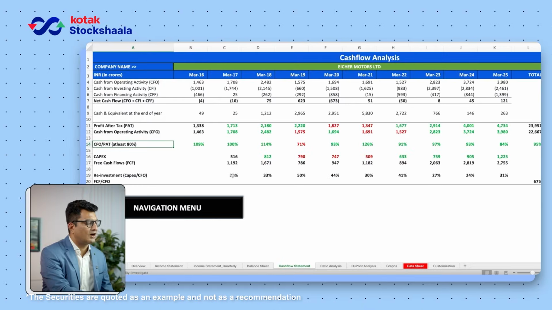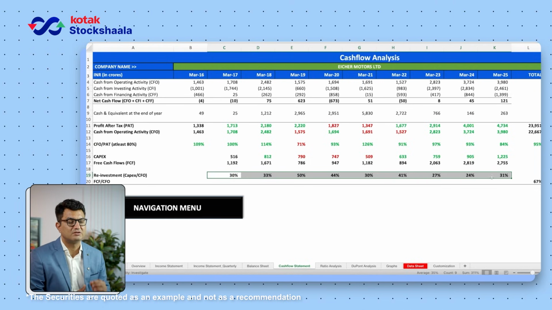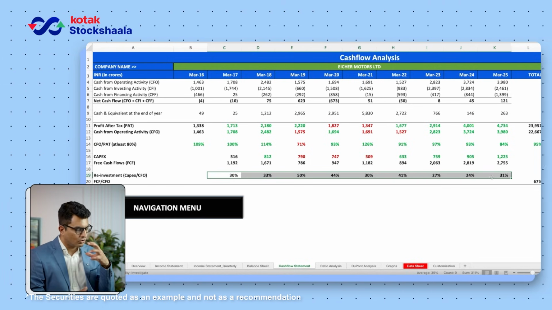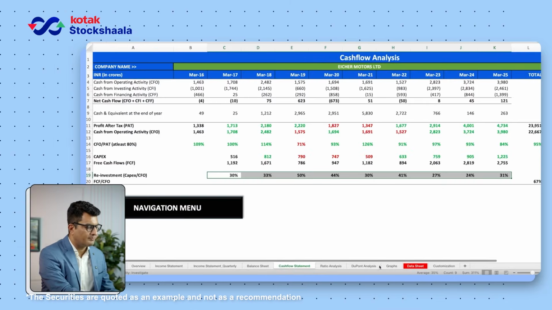And apart from that, how much the company is reinvesting for the growth is also very important. So this ratio will tell you that out of 100 rupees which this company is earning, how much it is putting back into the business so that the business grows further. So this tab is very powerful.